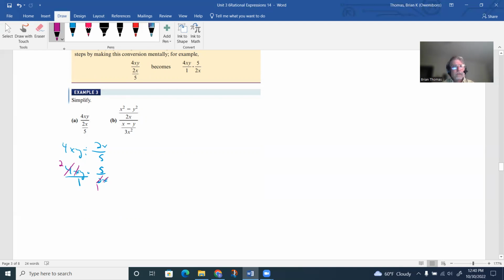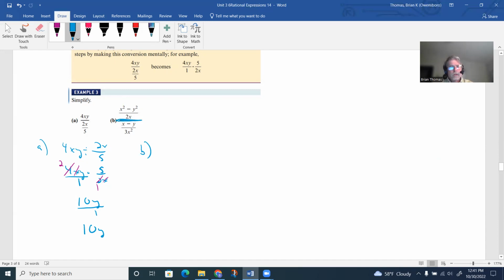So if I put this all back together, what I'm seeing then is a 2 and a 5 is 10. There's a 10y, and then on the bottom, there's just a 1. So this just becomes then 10y. So if I look at B, notice how this is my division symbol here.